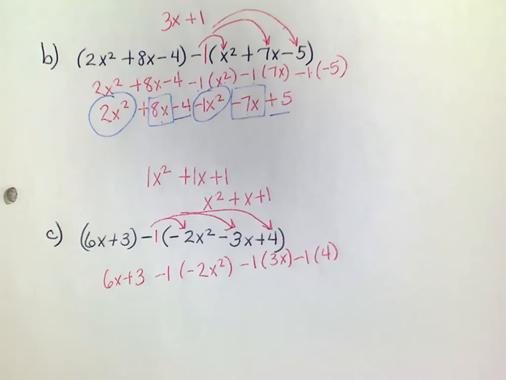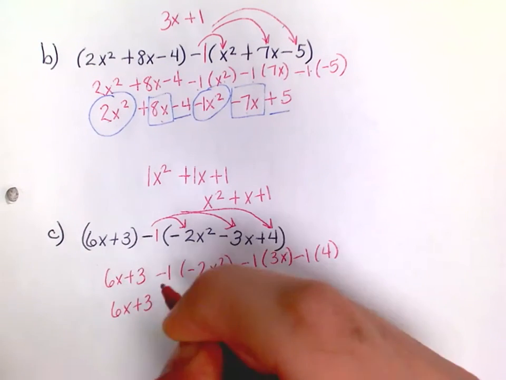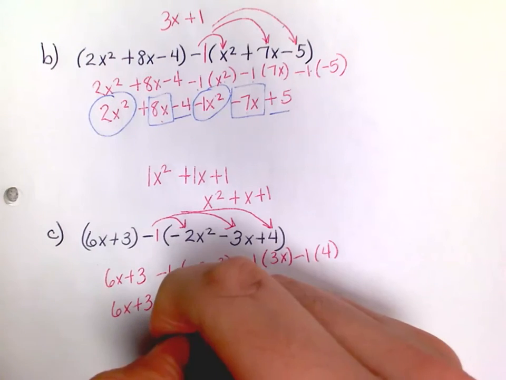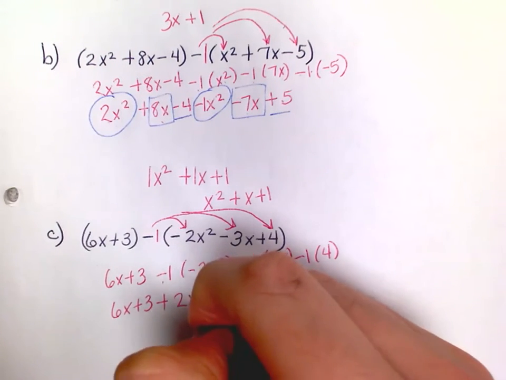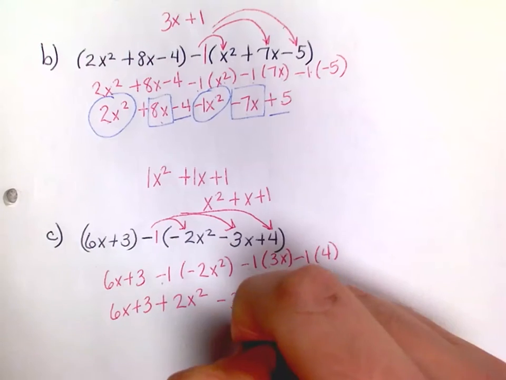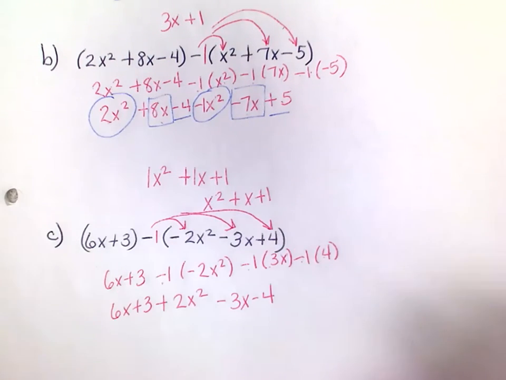And let's go through and simplify even further. So we have 6x plus 3. We haven't touched that first term. Okay, a minus times a minus is a positive 2x squared. Minus times a positive is a minus 3x. And then a minus times a positive is a minus 4. Let's go through and group similar terms.